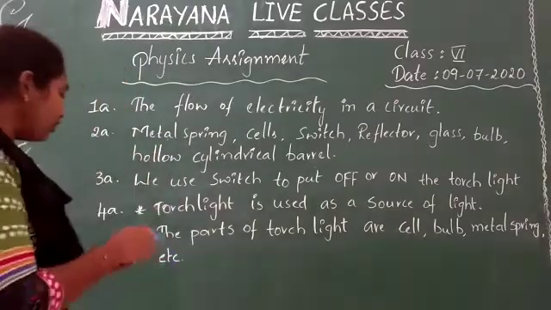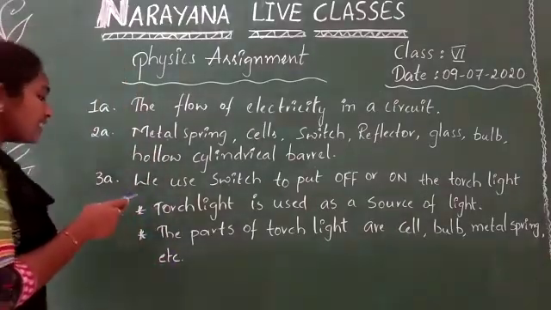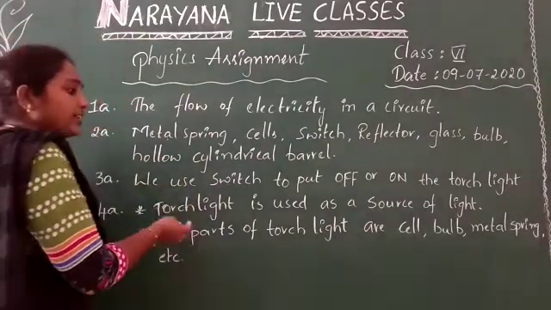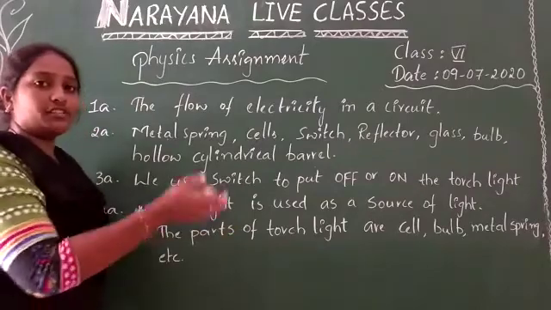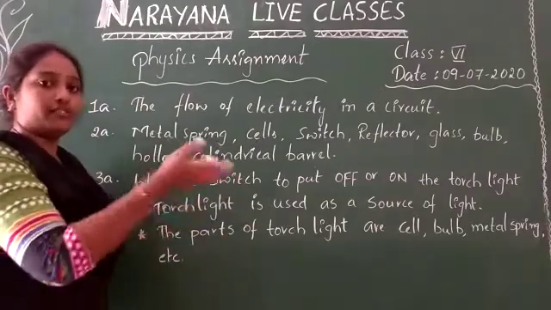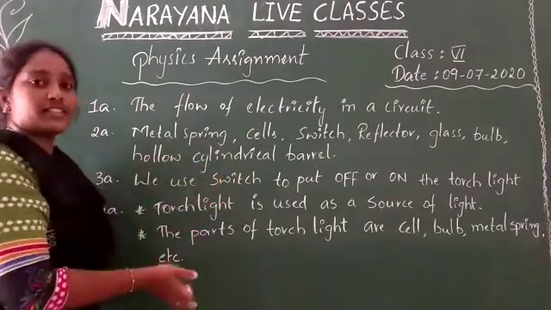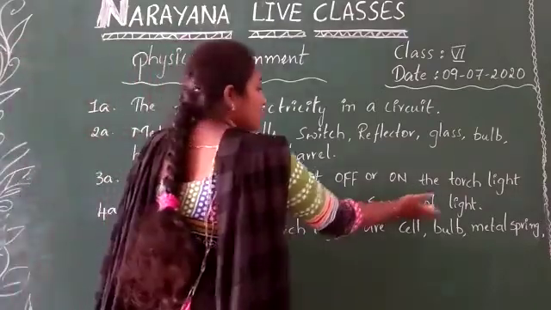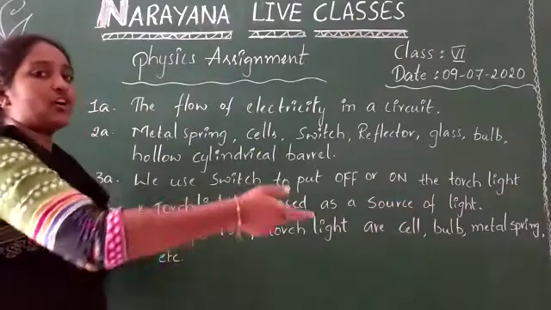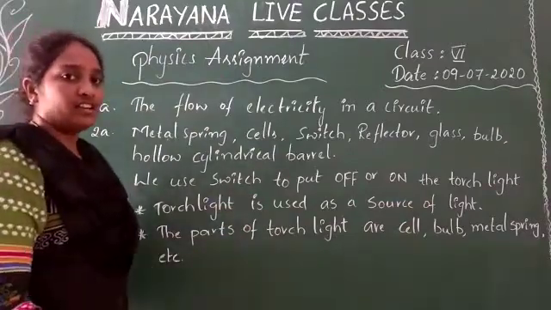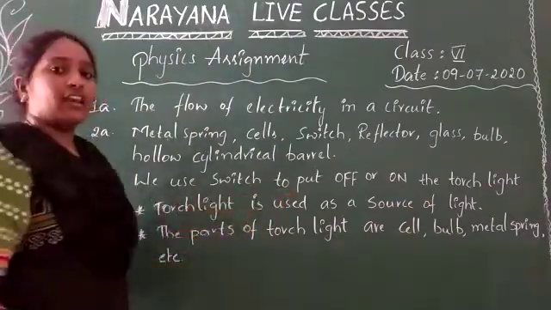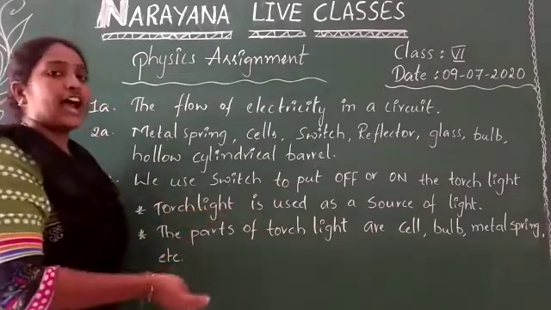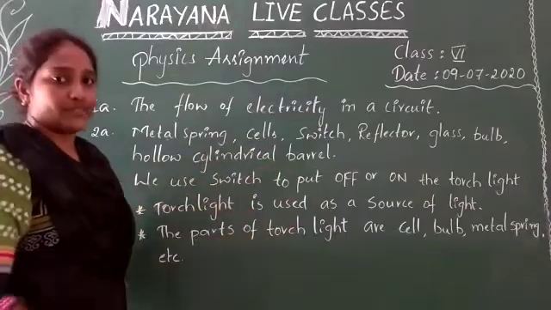And the fourth question is write the construction and working of a torchlight. So here I am writing how to construct a torchlight, how it works and what parts it contains. A torchlight is used as a source of light. To see any object in a dark place, we want to use a light. So instead of that we are using a torchlight as a source of light to see the objects.